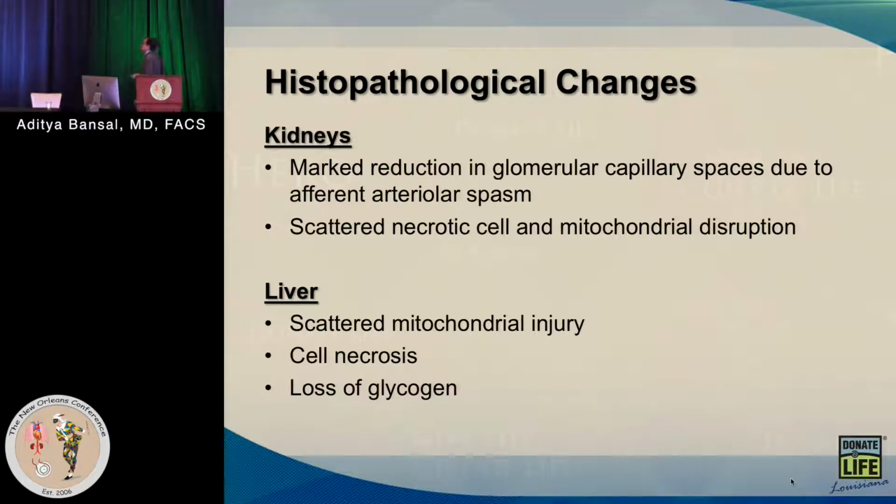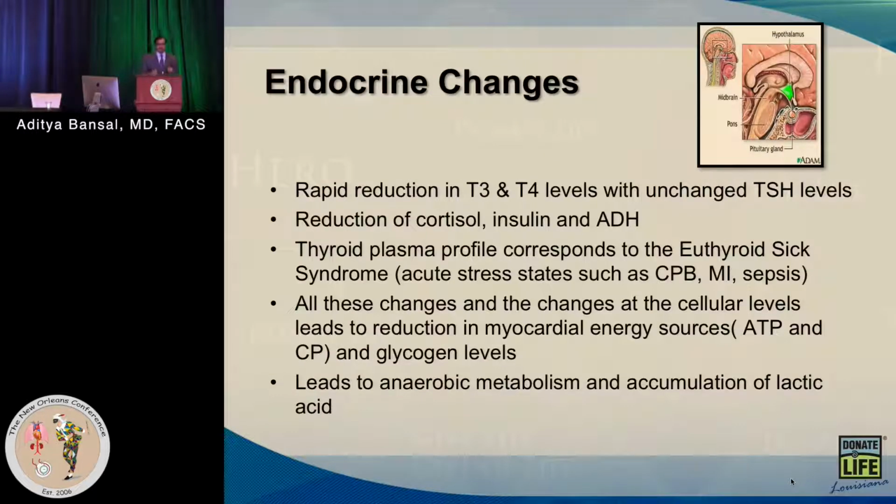Similarly, there was a marked reduction of the spaces in the capillary beds of the glomerulus with necrotic and myocardial disruption, resulting in energy imbalance. Liver, same. Mitochondrial injury was noted, cell necrosis was noted, and most importantly, loss of glycogen, the energy store. This was all part of the autonomic storm.